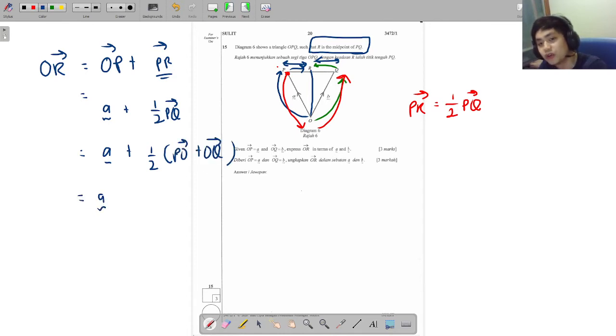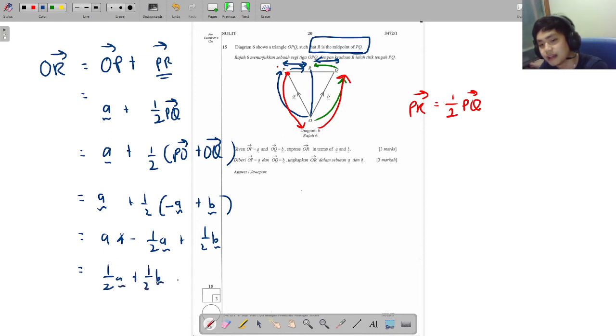And PO is just the reverse of OP, which is negative A, and OQ is B. So it's minus half A plus half B. So it is just half A plus half B. And this is done.